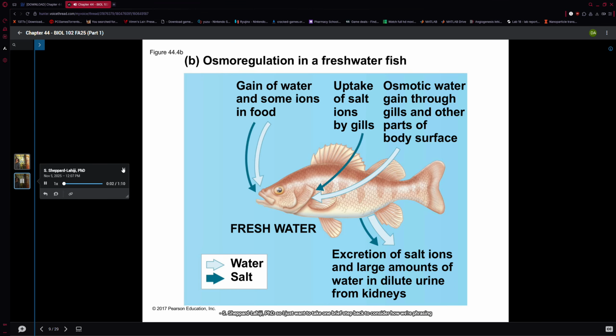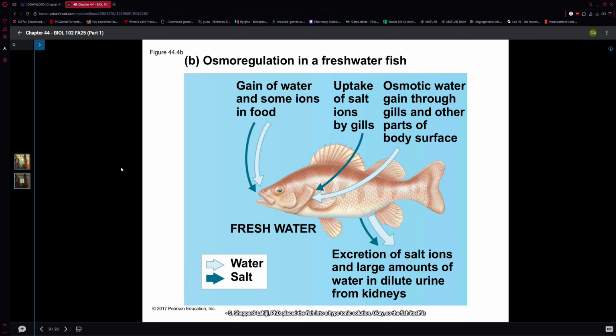So I just want to take one brief step back to consider how we're phrasing things in this scenario. Notice that I'm describing the fish as hypertonic to its environment, and as a result, water wants to enter the fish. Now, another way to think about this, if that statement feels confusing to you in the way that we've discussed it within the first half of the course, is that if the fish is hypertonic to its environment, we have now placed the fish into a hypotonic solution.